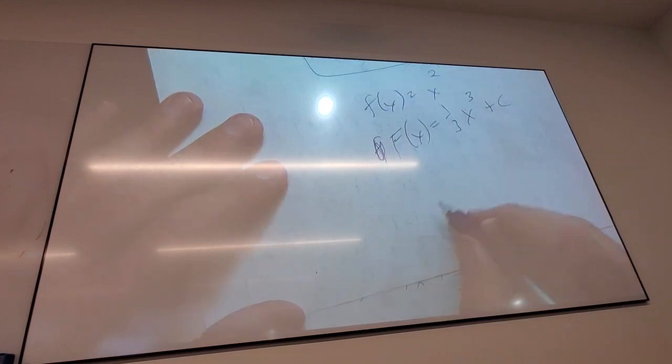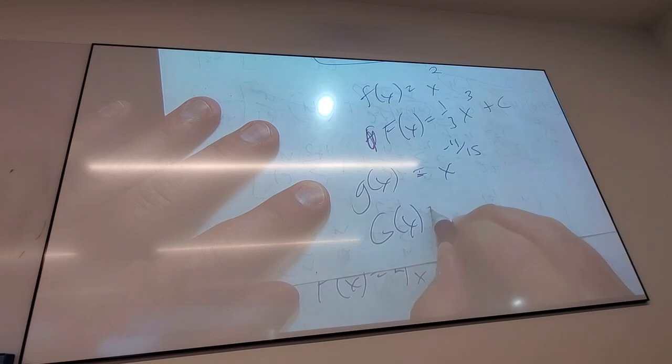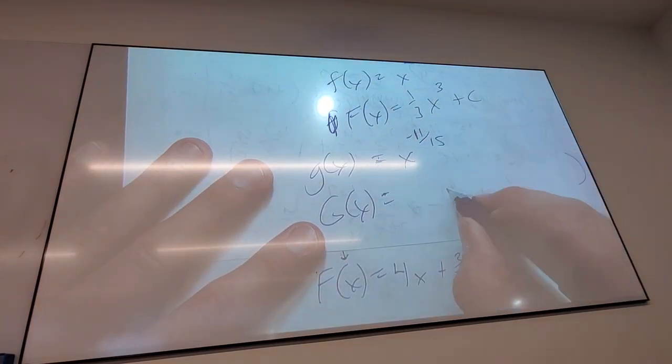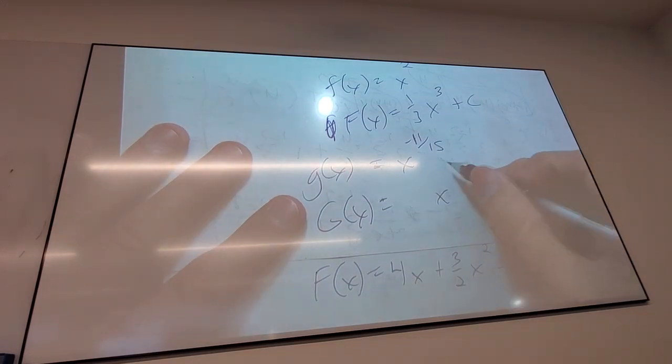So let's try a nifty one. What if it was x to the negative 11/15? What is the new power? Negative 11 over 15 plus 15 over 15. Yes. So then you start with what the new power is.